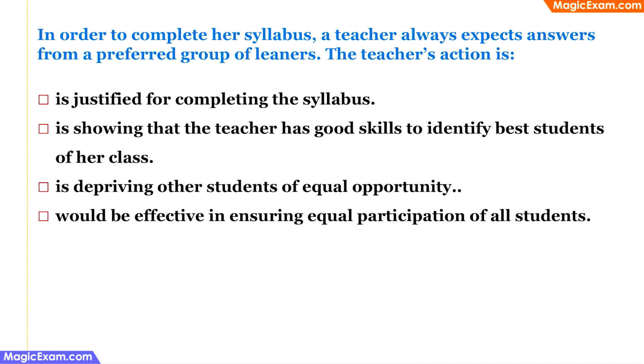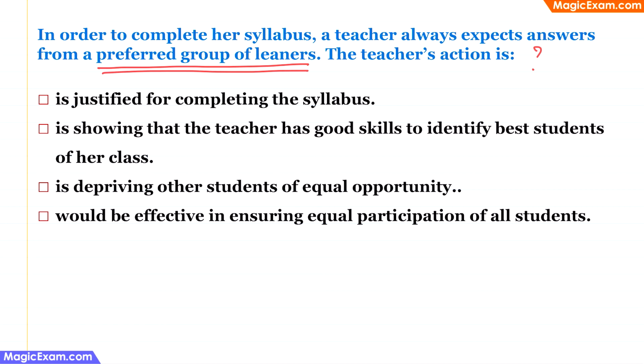In order to complete her syllabus, a teacher always expects answers from a preferred group of learners. The teacher's action is what? Now, a preferred group of learners, they are also called teacher's pets, because there will be one set of students who are always the first to raise their hands, the first to answer any questions. So if the teacher is giving an opportunity only to these students to answer any questions that she is asking in the classroom, what is happening to the remaining students? They are not getting an opportunity to answer questions. They are not getting an opportunity to participate in the teaching and learning process. So the teacher's behavior is incorrect.